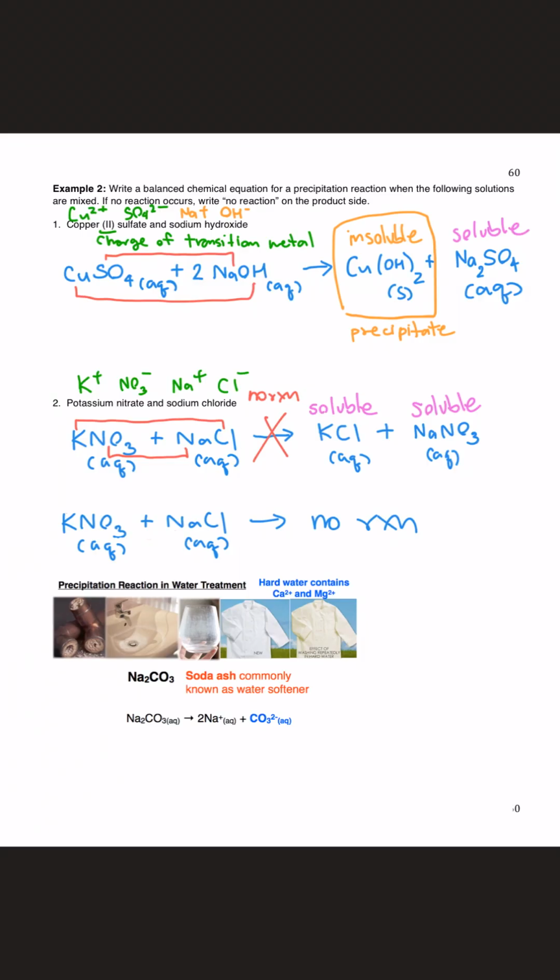Sodium carbonate, when it dissolves in water, will dissociate into sodium ion and carbonate ion. These carbonate ions then can combine with calcium ion or magnesium ion in hard water to form solid. Then you can filter out the precipitate to get rid of the calcium ion and magnesium ion. Then the water is no longer hard water.